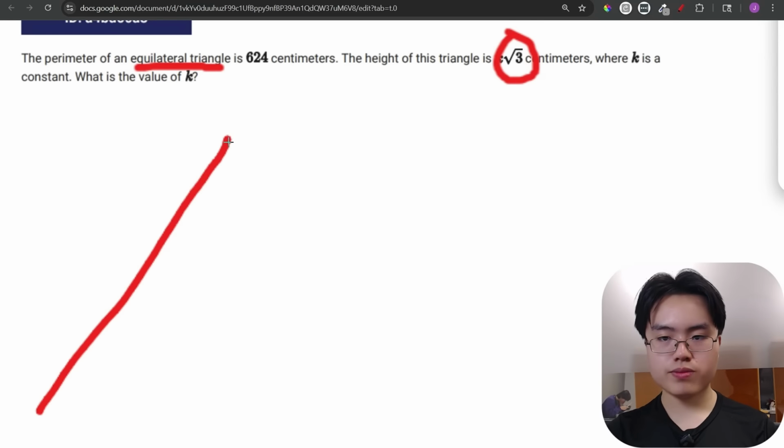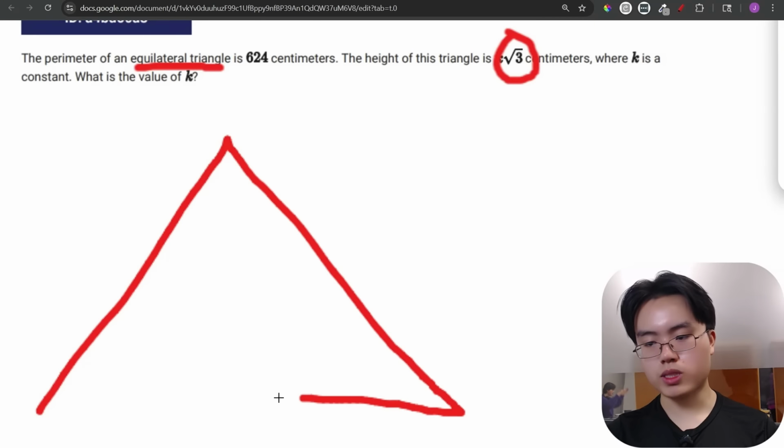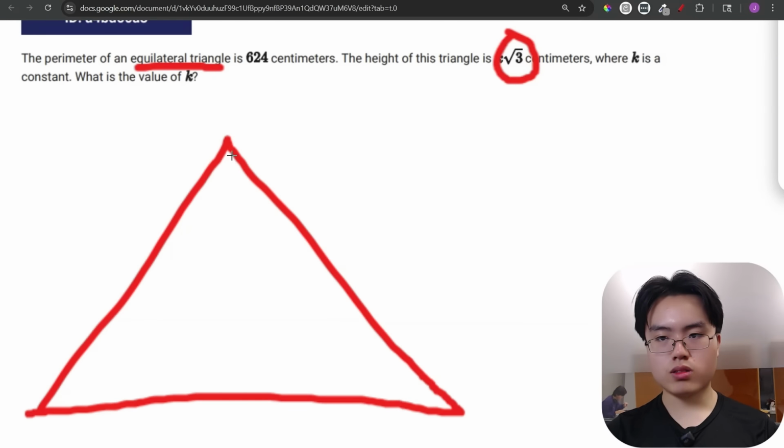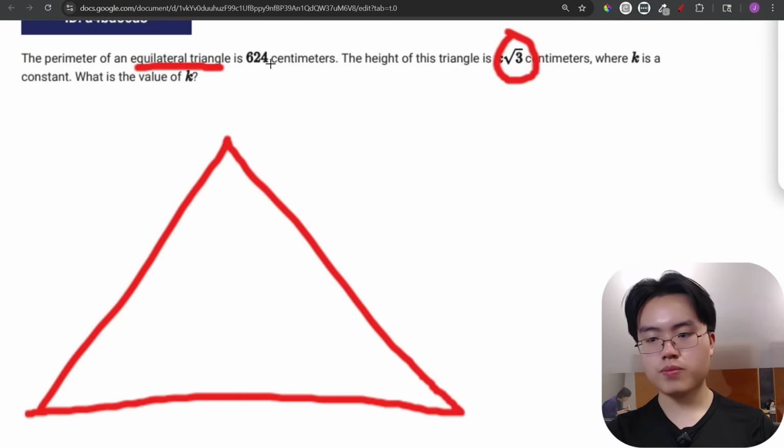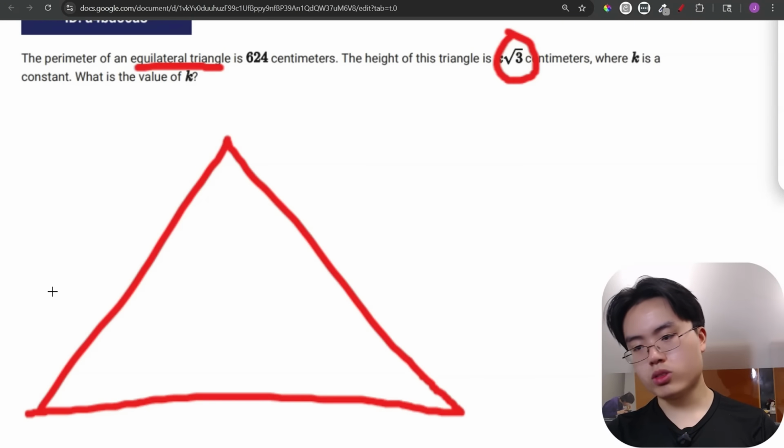Always draw it out, just to make sure there are no silly mistakes. And then equilateral triangle. So 624. That's the perimeter. So all the sides, when you add them up, equal 624. Since all the sides are equal to each other, we just divide that number by 3 to get each of the sides. So 624 divided by 3 is 208.